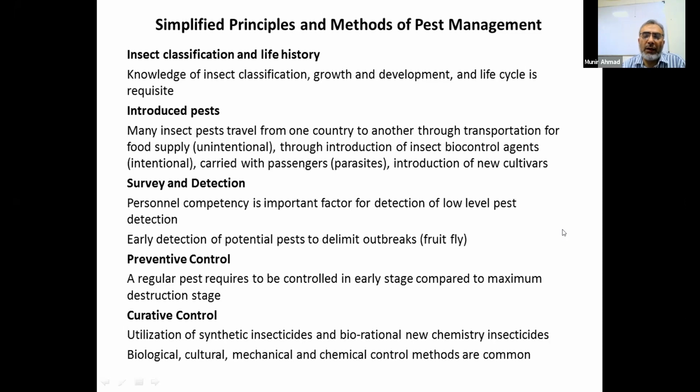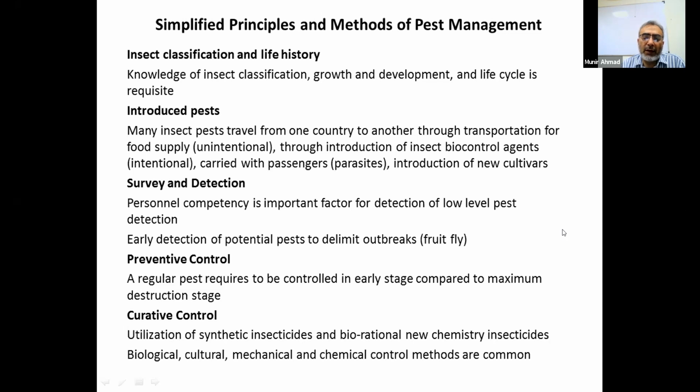So there are also so many other insects which we call introduced pests, which are not common to our region, but they have been brought to our area through the food supply from one country to another. These are the unintentional introductions of these pests. They might have been carried as diseases or parasites through the passengers, or by introducing new plants or the biocontrol agents we use for pest control.